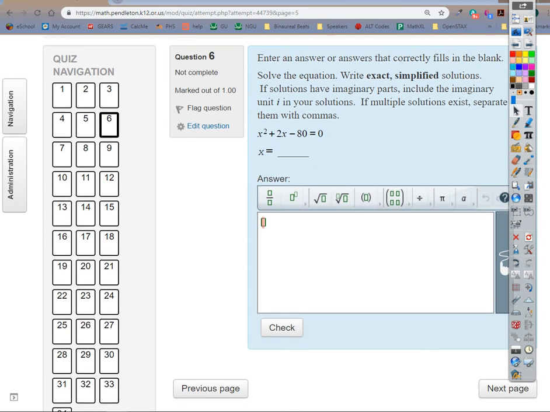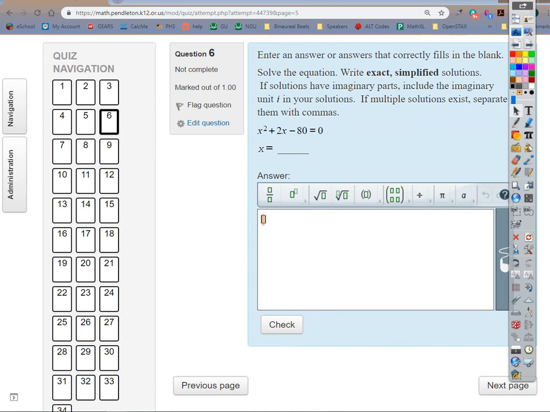So this time they want you to solve the equation, write exact simplified solutions. It does say if the solutions have imaginary parts, just include i in your answers. But this is pretty simple stuff. You're probably just going to factor this. Solve by factoring, but your answer is the zeros. You don't want it in factored form. Just read the question carefully. Solve the equation and write exact simplified solutions.